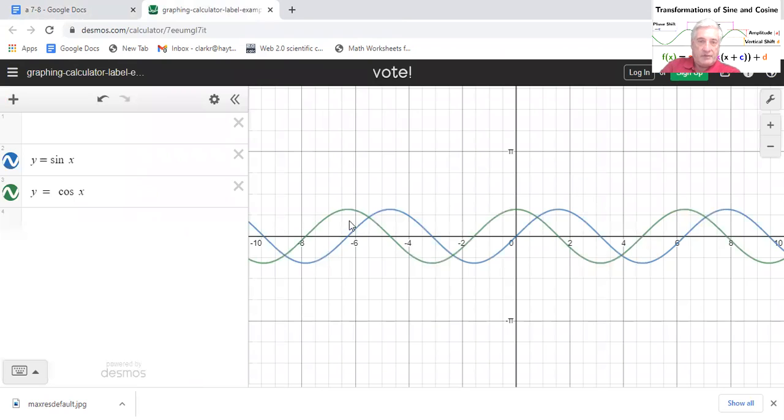When I go back to my graph, you can see that when this is 1, this is 0. When the blue one is 1, the green one is 0. When the green one is 0, the blue one is 1. When the blue one is 1, cosine is 0. So that's how we're going to graph sine and cosine. I'm going to stop the film now and let you graph sine and cosine.